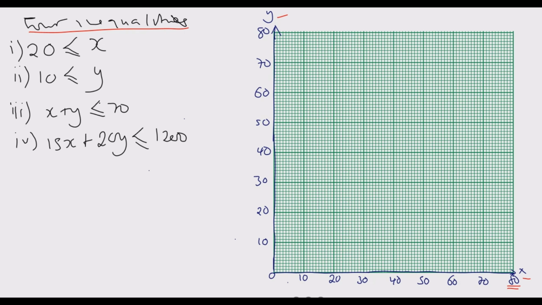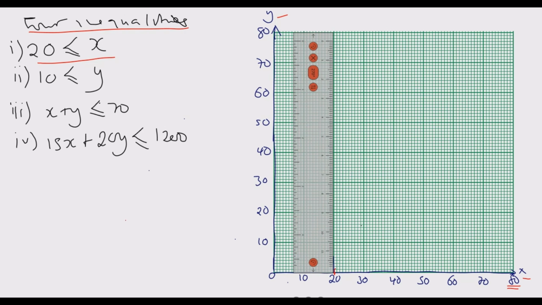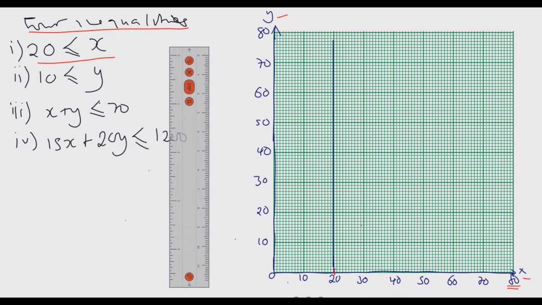So we start with the first one, where we are saying x is greater or equal to 20. So 20 is the minimum. What we do is get the ruler and draw the line there. Once we put the ruler properly like that, we draw a straight line. Next is for us to shade the unwanted region. Remember, x is greater or equal to 20 is what we want, so anything below that we don't want. So we shade it like this. This is the unwanted region.